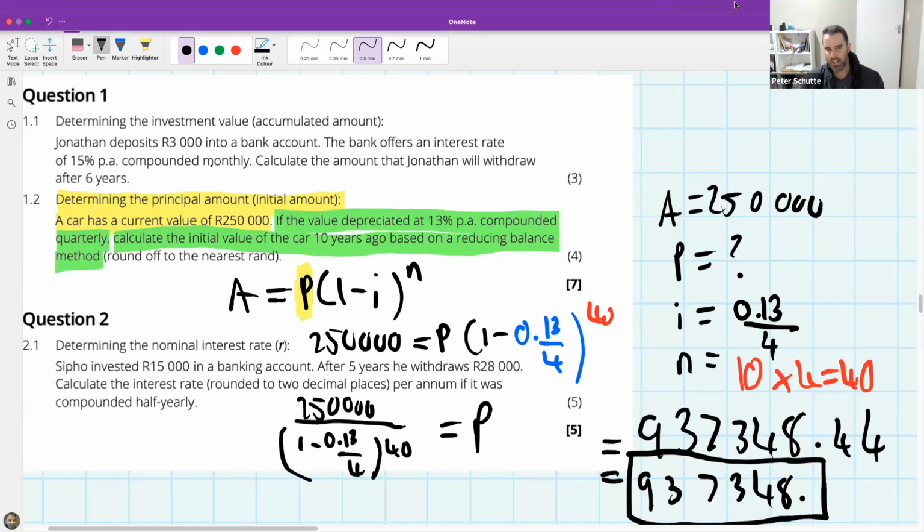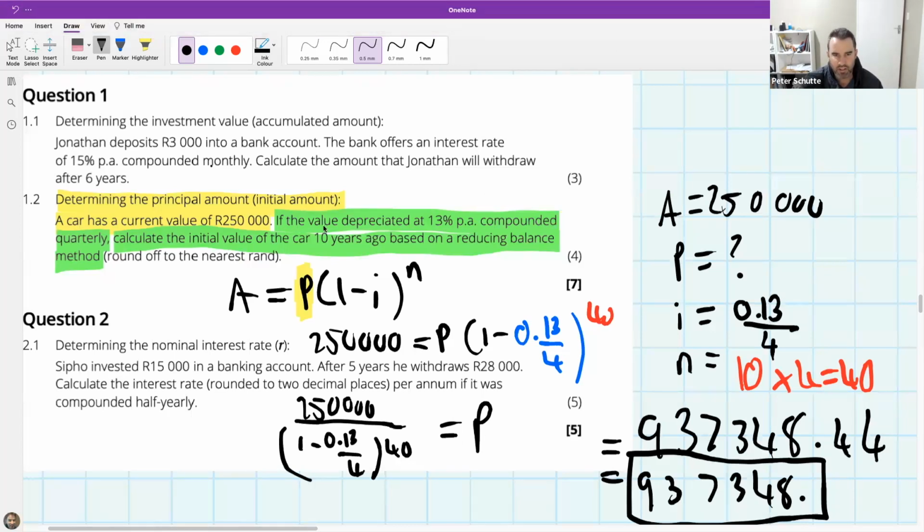So in the next lesson, we're going to focus a bit more on depreciating something, as the depreciation periods tonight have mainly been one year. Lorato, the reason it's 40 for n is we have 10 years, but the depreciation is being worked out per quarter. If you look at the question, it says the value depreciated at 13% per annum compounded quarterly, so the depreciation is happening every quarter, and there are 40 quarters in 10 years. That's why n must be 40.